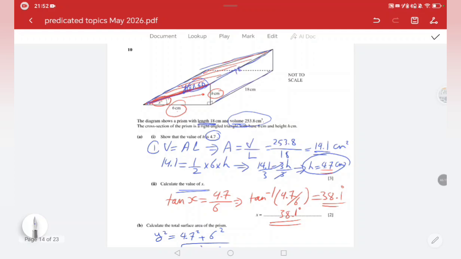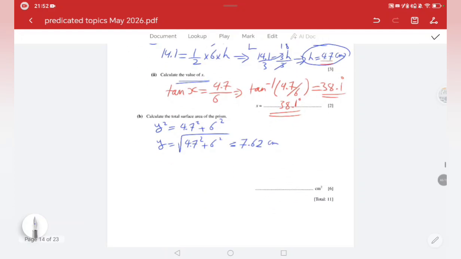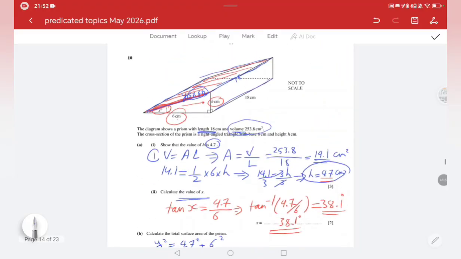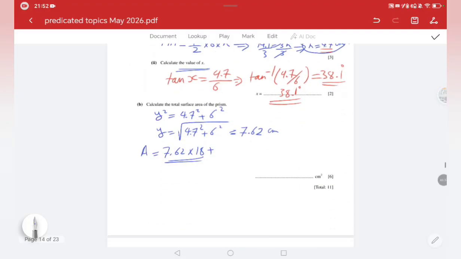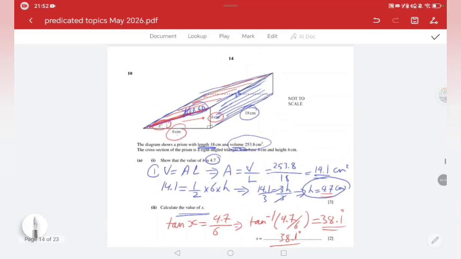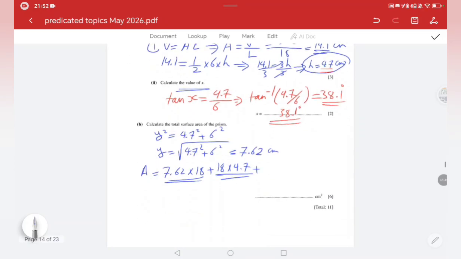This one is the same as this one. So area equals 7.62 times 18. This is one of the faces. Okay, how about this face? This face is 18 times the height, so 18 times 4.7. This is the second face. Okay, how about the base? The base is 6 times 18. 6 times 18.